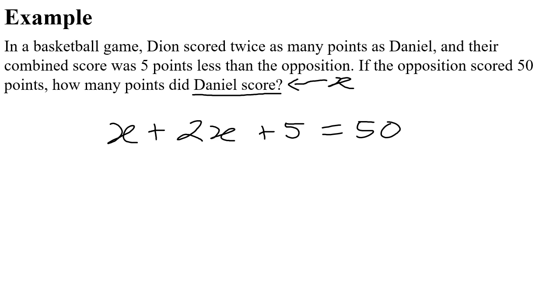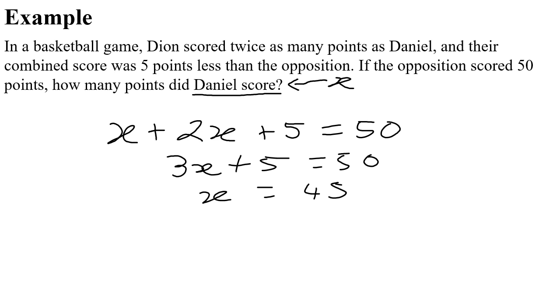Step 3 is now solve the equation. So I'm going to combine my like terms to get 3x plus 5 equals 50. So 3x equals 50 minus 5, which is 45, which gives me that x equals 15. So that's step 3, solve the equation.